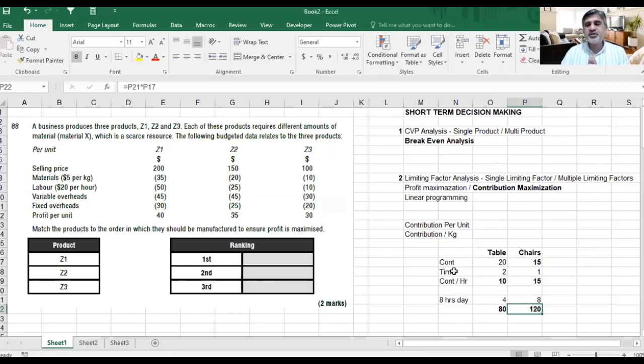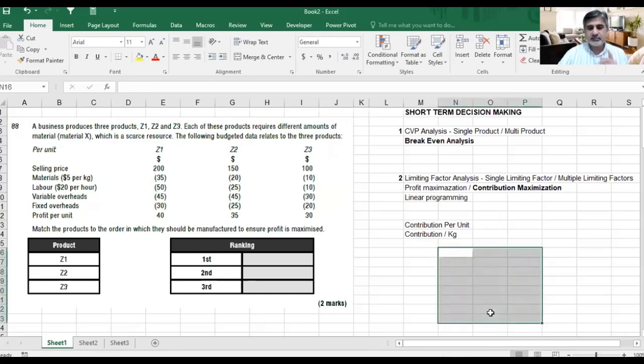So you should be very clear that whenever you have to make a decision and a limiting factor comes in, if there is no limiting factor, I would be making tables. But I know that time is a limiting factor. I should be finding out contribution per limiting resource, contribution per limiting factor or scarce resource, and according to that I make my ranking. So this is the idea you should be taking care of.